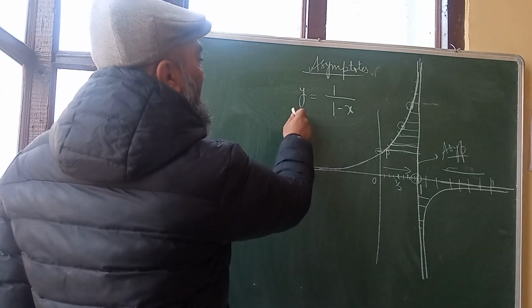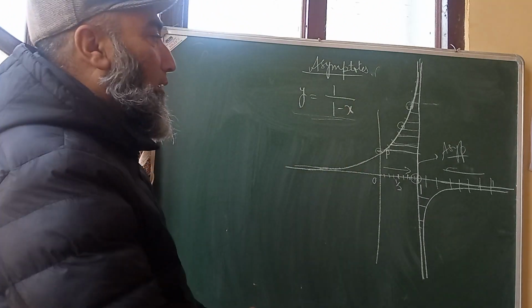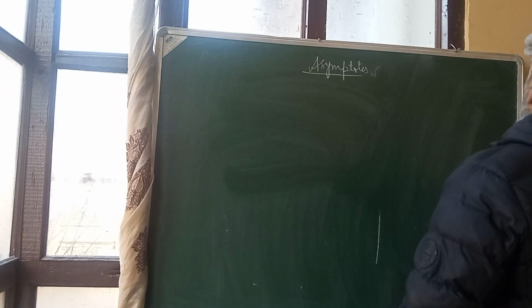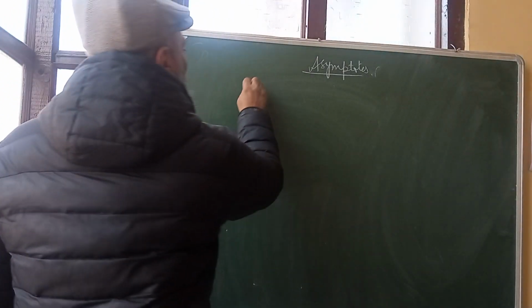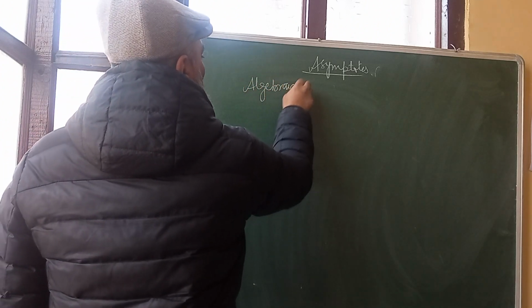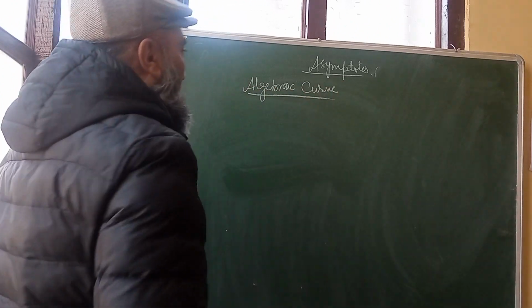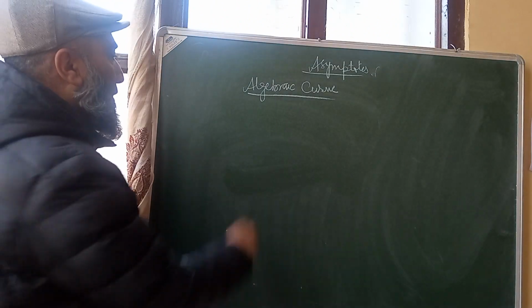So you have seen how curves look like. Now, let me define what is an algebraic curve. An equation of an algebraic curve is usually represented in this form.